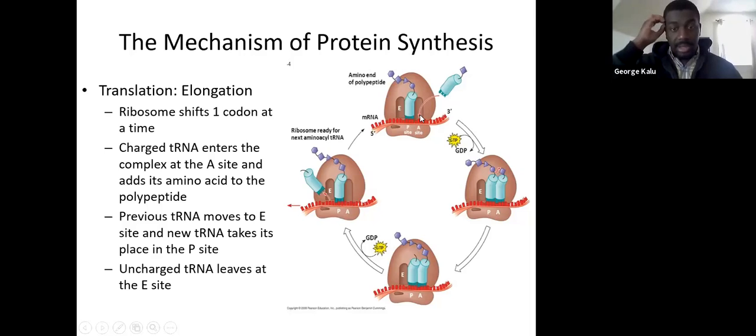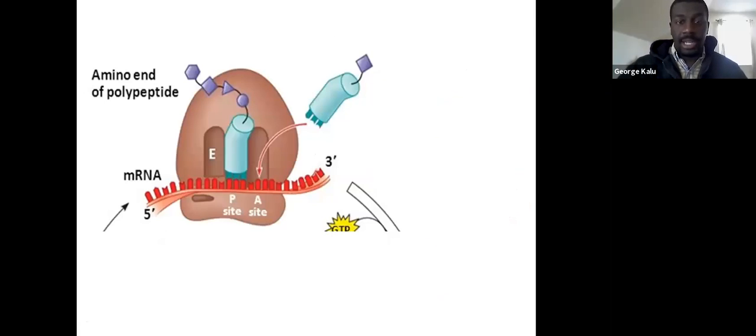So the tRNA that gets ejected from the E site is eventually going to get recharged, and it's going to have a new amino acid attached to it. All right, so this is just a few big pictures to help you see this whole process a little bit easier.